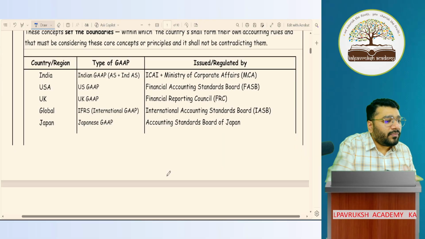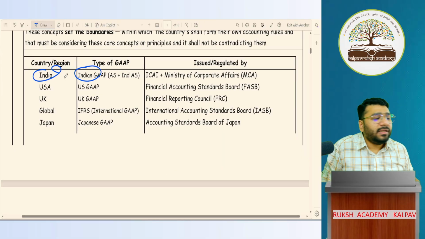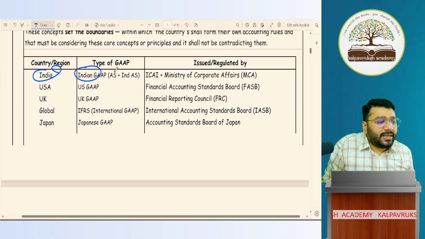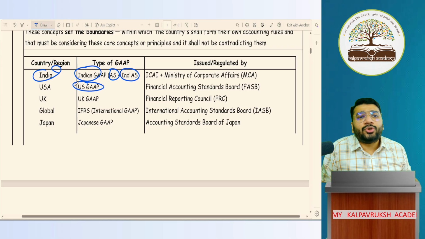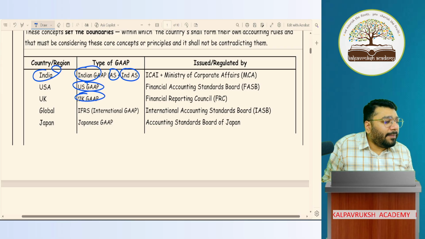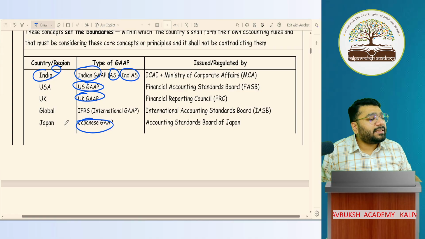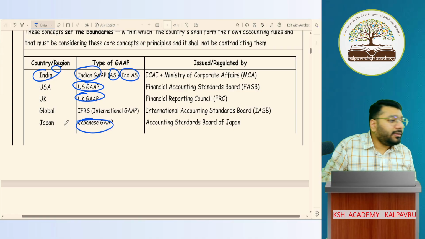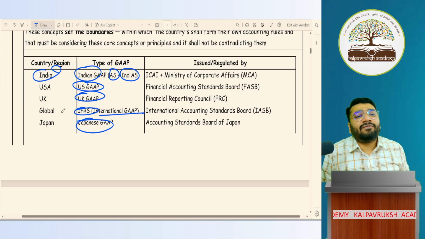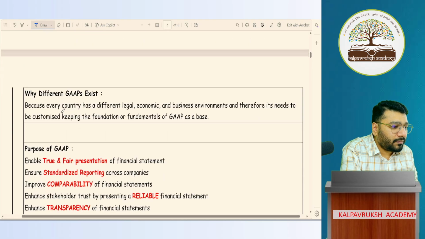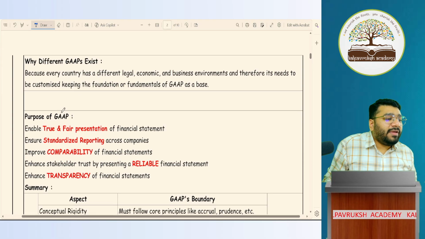Now, in India, we have something called Indian GAAP. Under Indian GAAP, we have two accounting standards. One is accounting standards, second is Ind AS. The US has got its own GAAP called US GAAP. The UK has got its own GAAP called UK GAAP. Then Japan has got its own GAAP called Japanese GAAP. Got it, not got it? A couple of countries put together come out with an international GAAP called IFRS. Now, why do we have different GAAPs?